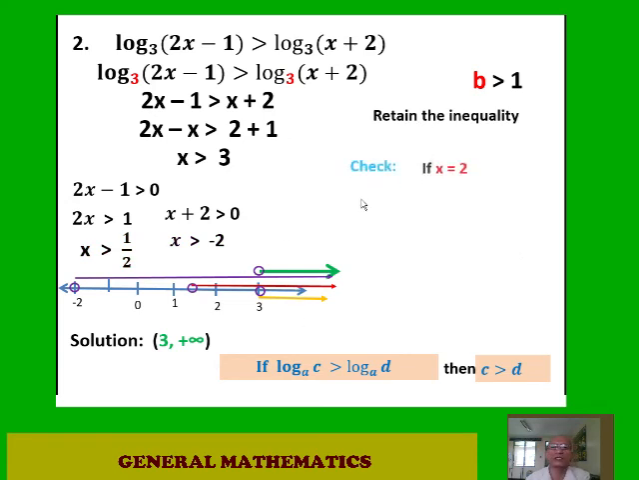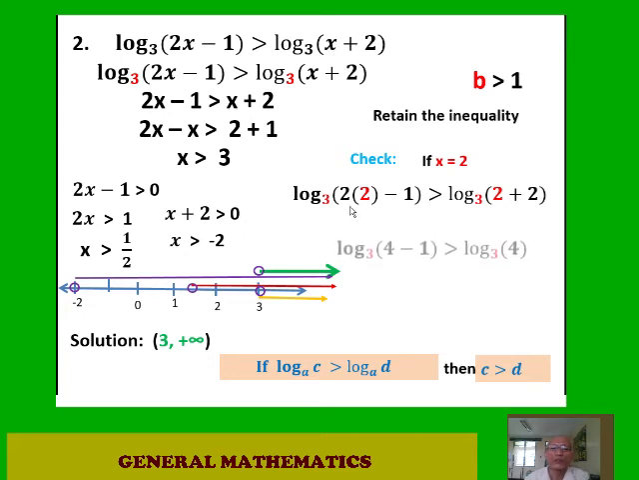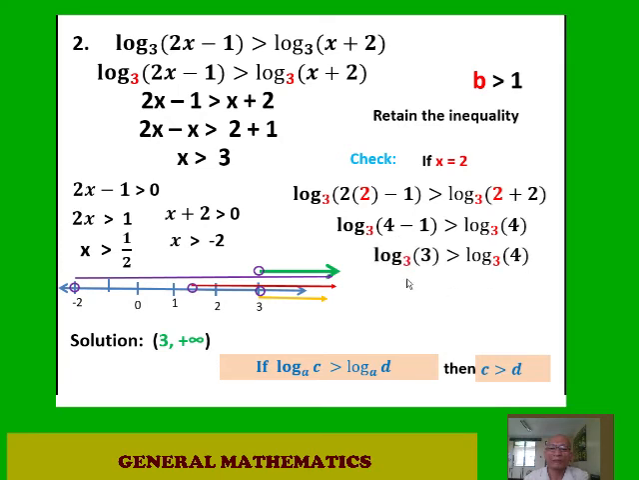If x is 2, as we look at here, 2 is not included in our solution set. What will happen if x is replaced with 2? So 2 times 2 plus 2, 4, this is 4 minus 1. 2 plus 2 is 4, 4 minus 1 is 3. Omit log by maintaining the direction of inequality. So 3 greater than 4, which is false. It is because 2 is not included in the solution set. Here is 2. So that is why the result is false.